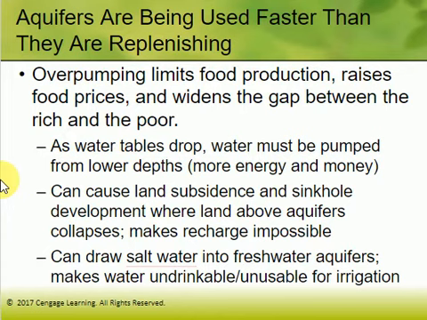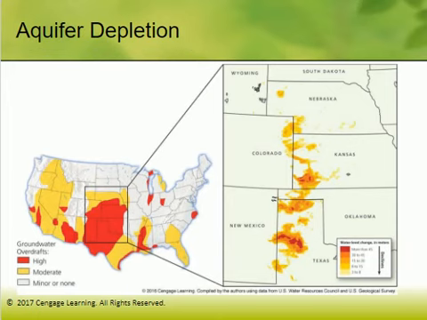It causes land subsidence and sinkhole development. Did I say subsistence? Subsidence. The land gets worse where the aquifers are collapsing, making the recharge impossible. And if the aquifer drops far enough, salt water will come into the aquifer, and that taints it and makes it unusable for anything that really needs fresh water.